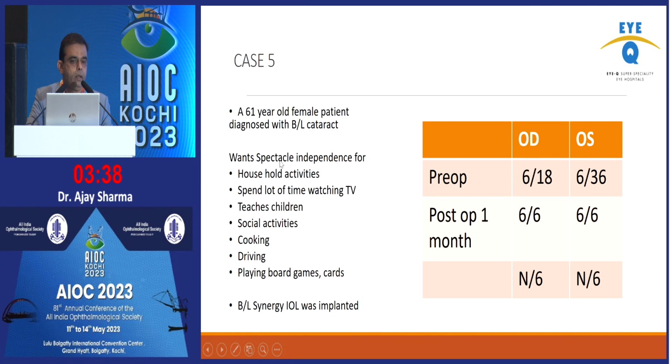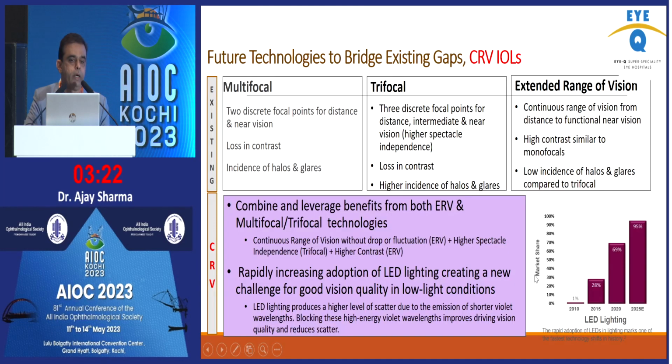Now again, household activities are needed. Time watching TV teaches children social activity, cooking, driving, you know, playing board games. Now, a 61-year-old female, active in life. Definitely, this was the vision pre-operative, post-operatively. The patient is having N6 vision and good intermediate vision.